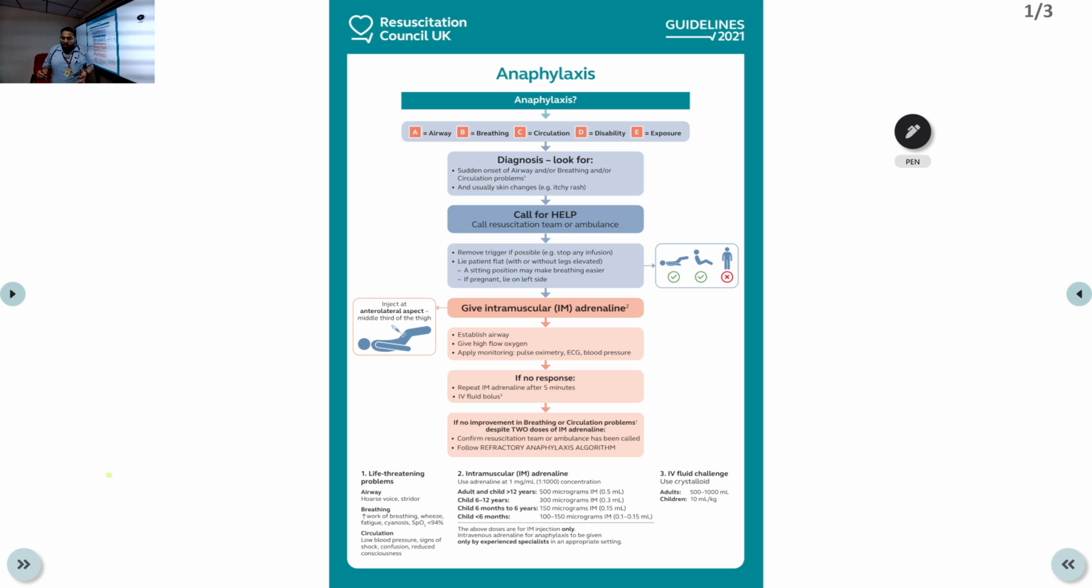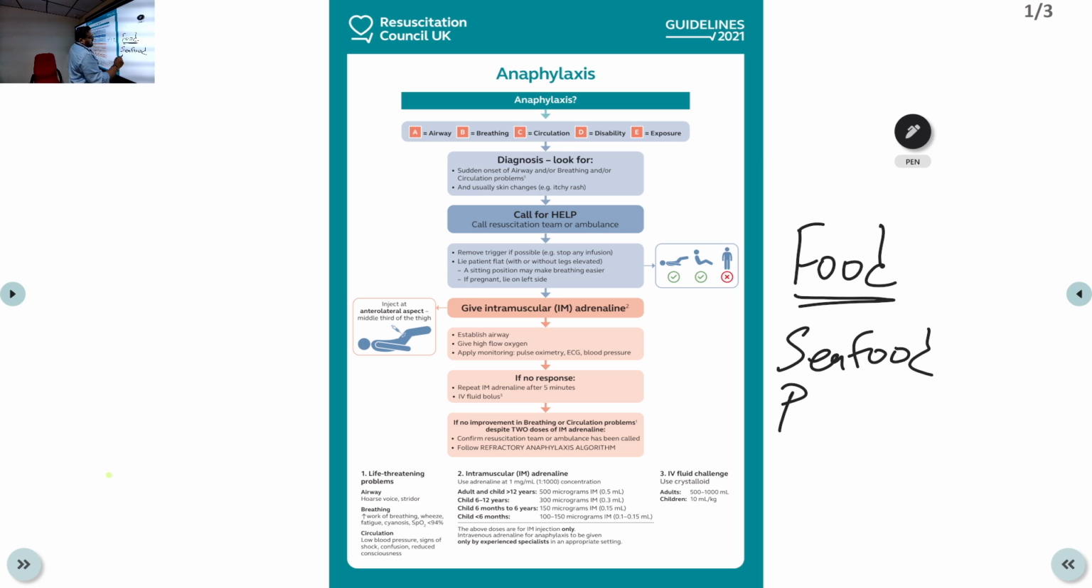Can you tell me one of the common agents that can cause anaphylaxis? Some common examples. We can call them normal food materials. What are the common food items that can have a history of anaphylaxis? Most common: peanut, okay. Seafood, peanut allergy. Then dairy items, okay, milk products. So these are some common agents that can cause anaphylaxis.